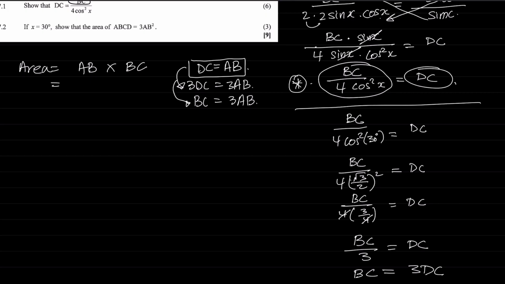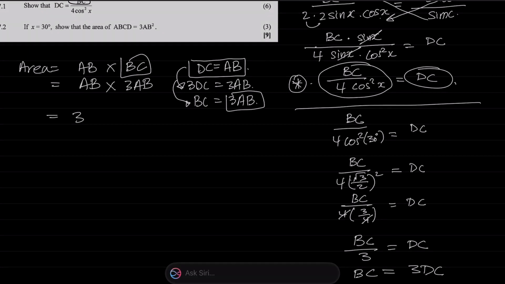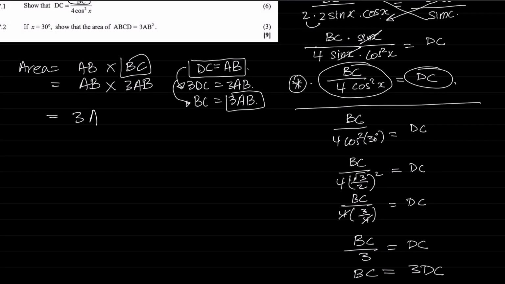Now we just need to substitute. So instead of BC here, I'm going to put 3AB. And then here I have AB. And you can multiply, you're going to get 3AB squared. And that's it. Solved.